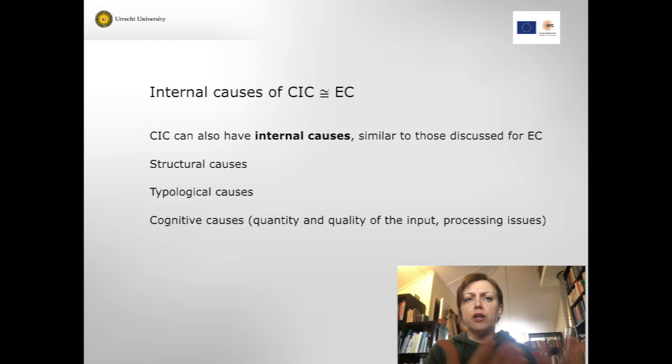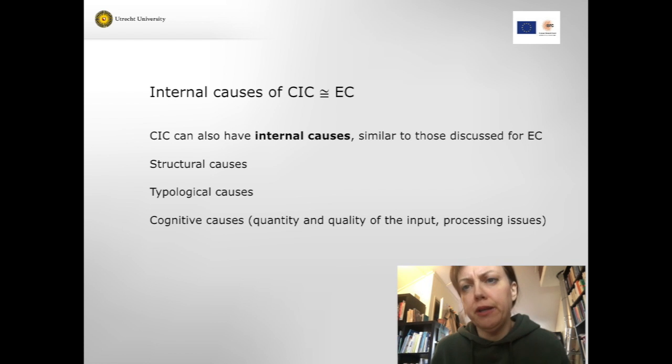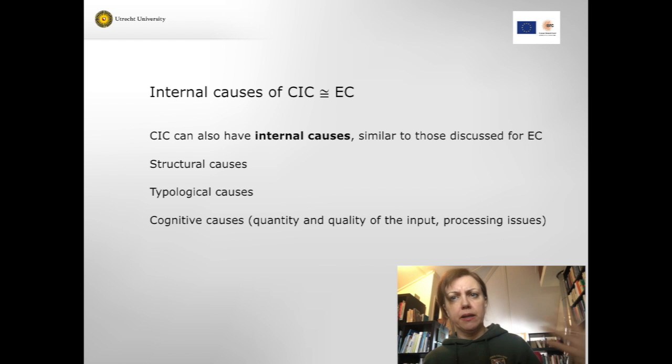So if you basically have an agglutinative language in contact with an isolating language, it is more difficult to transfer, to have morphemic transfer. That's what's been studied a lot in contact studies. They also, something that is emerging in the recent literature: cognitive causes. So cognitive causes are the quantity and the quality of the input, processing issues. So something that has to do not so much with grammar, but rather with cognition.